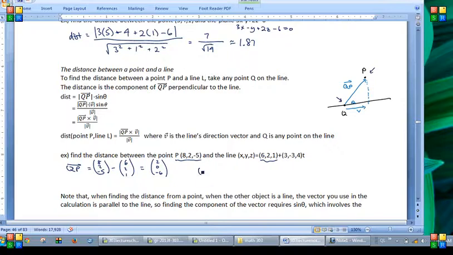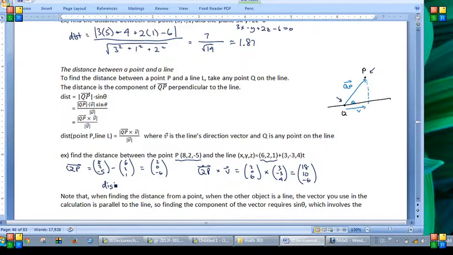So now we're going to take QP cross V, and that's 2, 0, negative 6 cross 3, negative 3, 4. And to get that, you get 0 times 4, that's just 0 minus negative 18. So 18, and then 6 times 3 minus 4 times 2. 18 minus 8 is 10. And then negative 6 minus 0, so you just get negative 6. So there's the cross product.